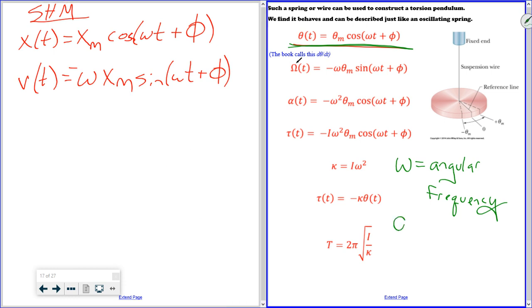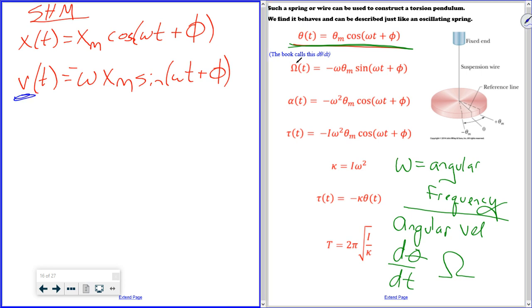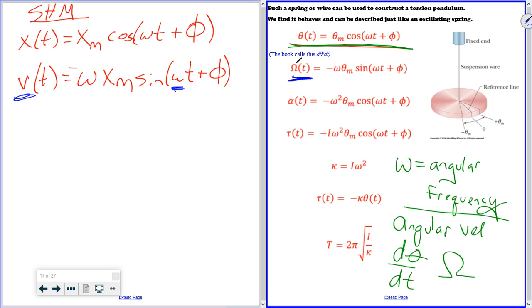If you want to talk about angular velocity, how quickly the angular position of your object is changing per unit time, the book actually just uses d theta dt. And I've seen some books use the capital letter omega. So in the same way that over here, velocity and angular frequency are not the same thing, over here, angular velocity and angular frequency are not the same thing.